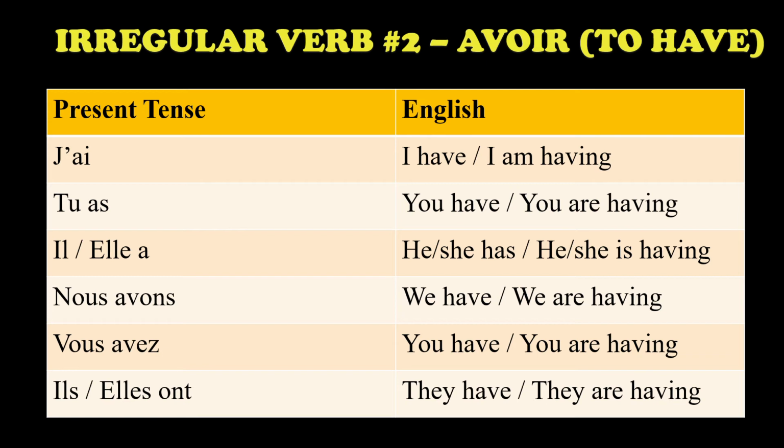Nous avons, we have, we are having. Vous avez, you all have, you all are having. Ils ont and elles ont, they have, they are having. Now if you notice here that the ils and elles, the singular, are conjugated the same way. That's why we write them in the same line. Same way, the ils and elles, the plural, is also conjugated in the same way. So we write it in the same line. Let me say it once more. J'ai, tu as, il a, elle a, nous avons, vous avez, ils ont, elles ont. I want you to pause the video here and you repeat it.